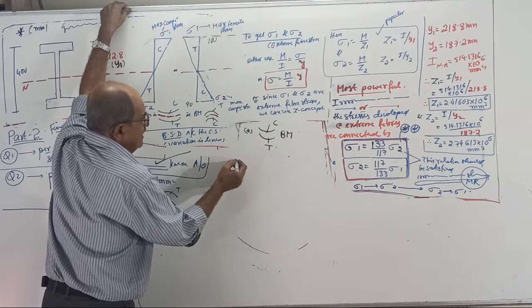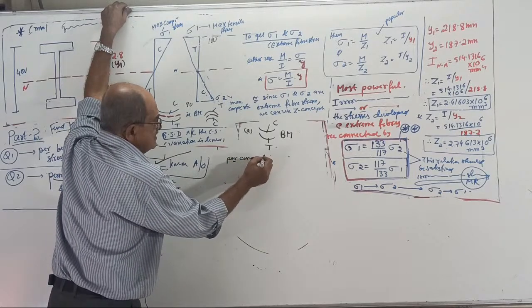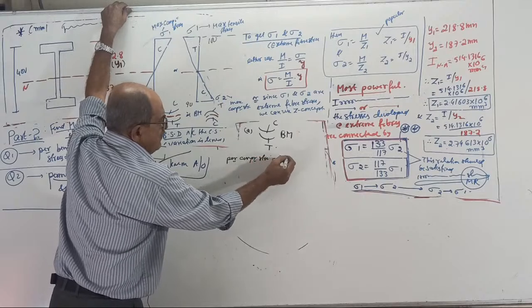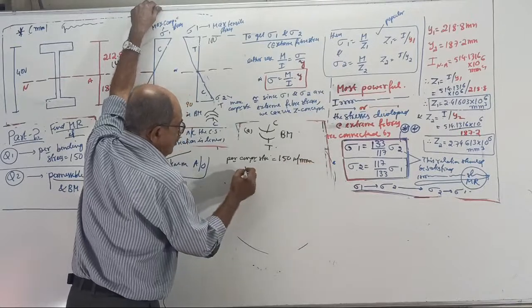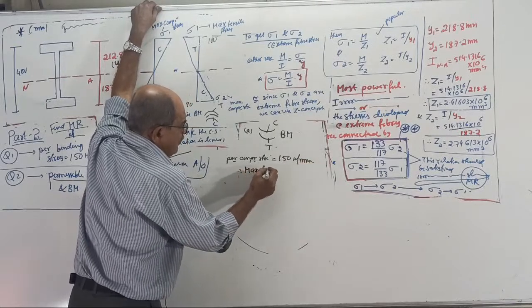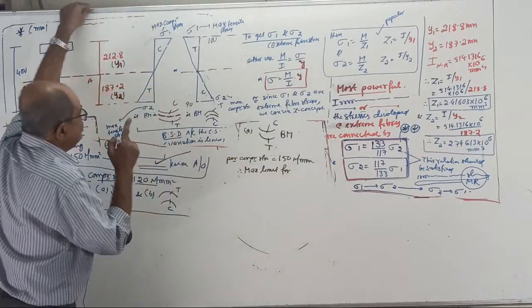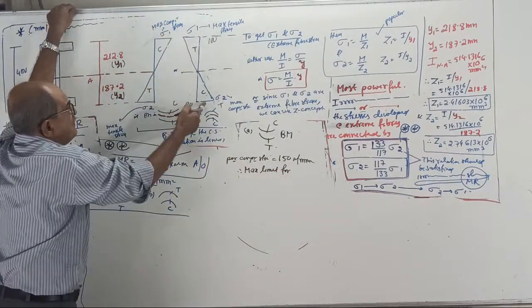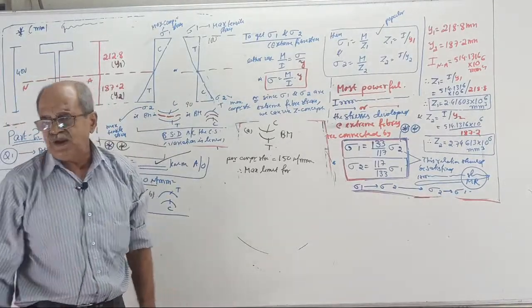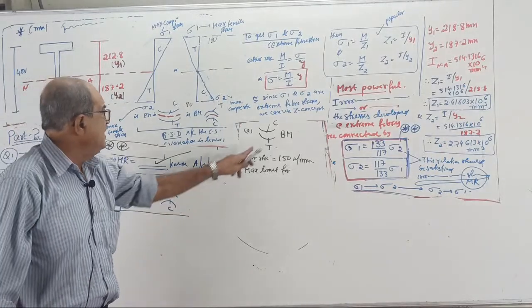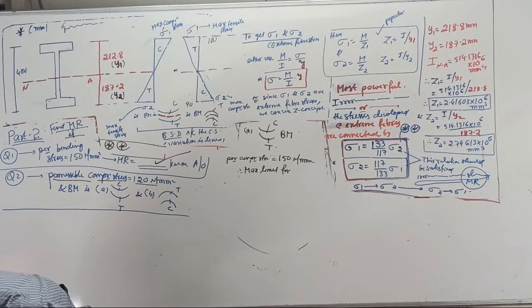So, tell the answer. Permissible compressive stress is 150 Newton per mm square. Tell me. Therefore, the maximum limit is for which one? Maximum limit is for sigma 1 or sigma 2? Fast. Sagging BM they told. Maximum limit is for which one? Sigma 1 or sigma 2?